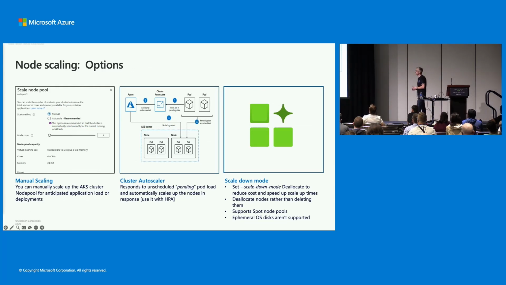So when we look at node scaling options, the way that you want to do this is really down to you and how you run your clusters. The most boring way is the one on the far right, which is basically scaling your node pool manually. You can go to the portal, or you can use the CLI, and you can say, great, my node pool has been increased to 100 nodes. That's not much fun, though.